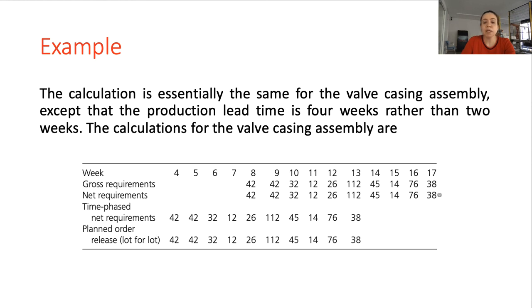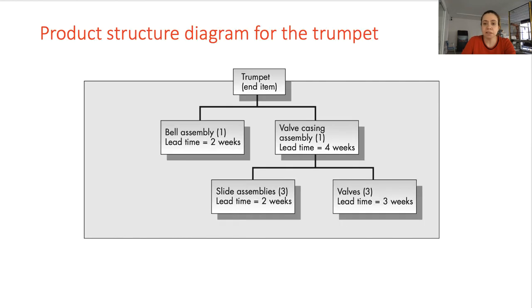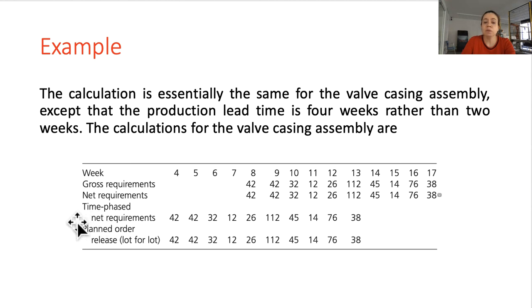And now we will make the MRP calculation for the valve casing assembly. Let's check that component. Here we have the valve casing assembly. Again, we need a single valve casing assembly for the trumpet, but here the lead time changes. It is 4 weeks. So in fact, the MRP calculations are similar to those of the bell assembly, but now the lead time is different. So here for the time-phased net requirements and planned order release, we shift the numbers 4 weeks earlier.